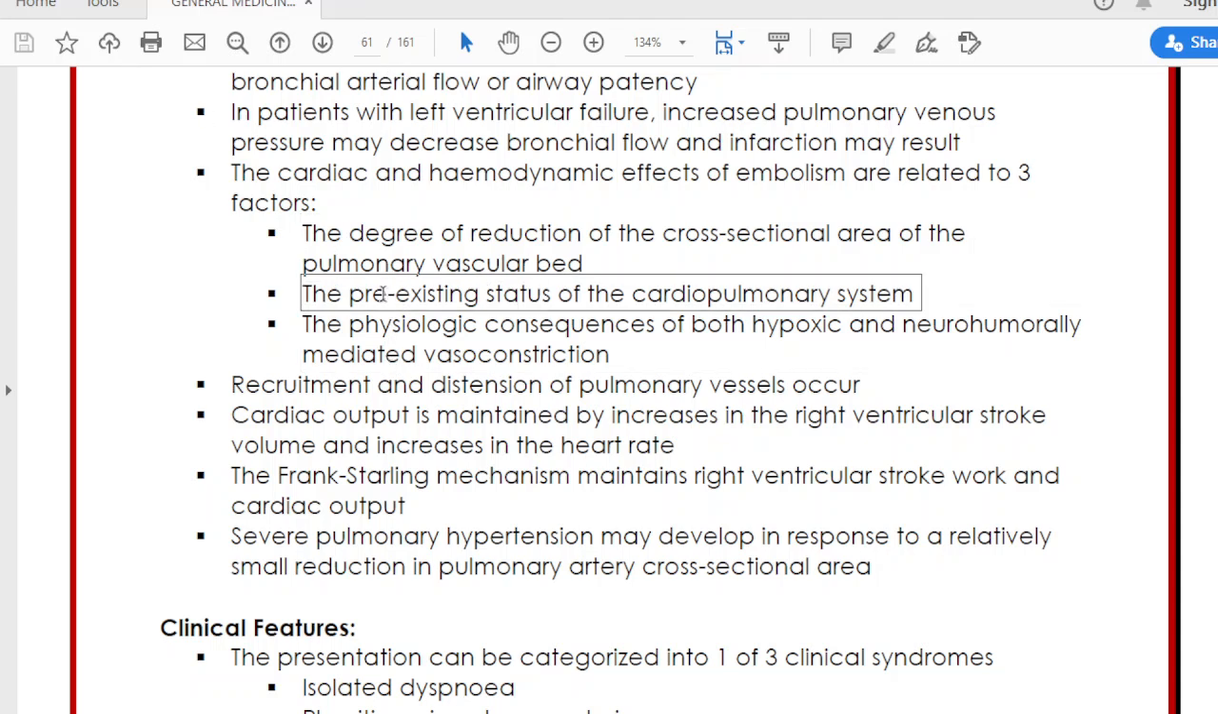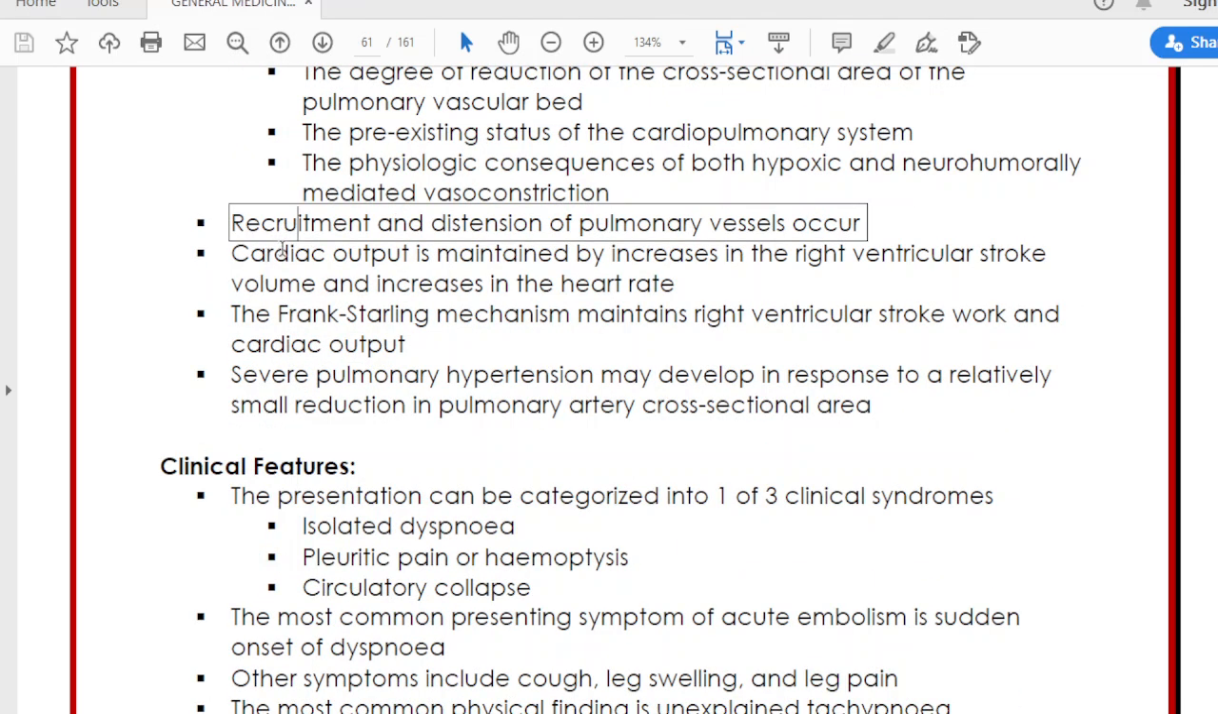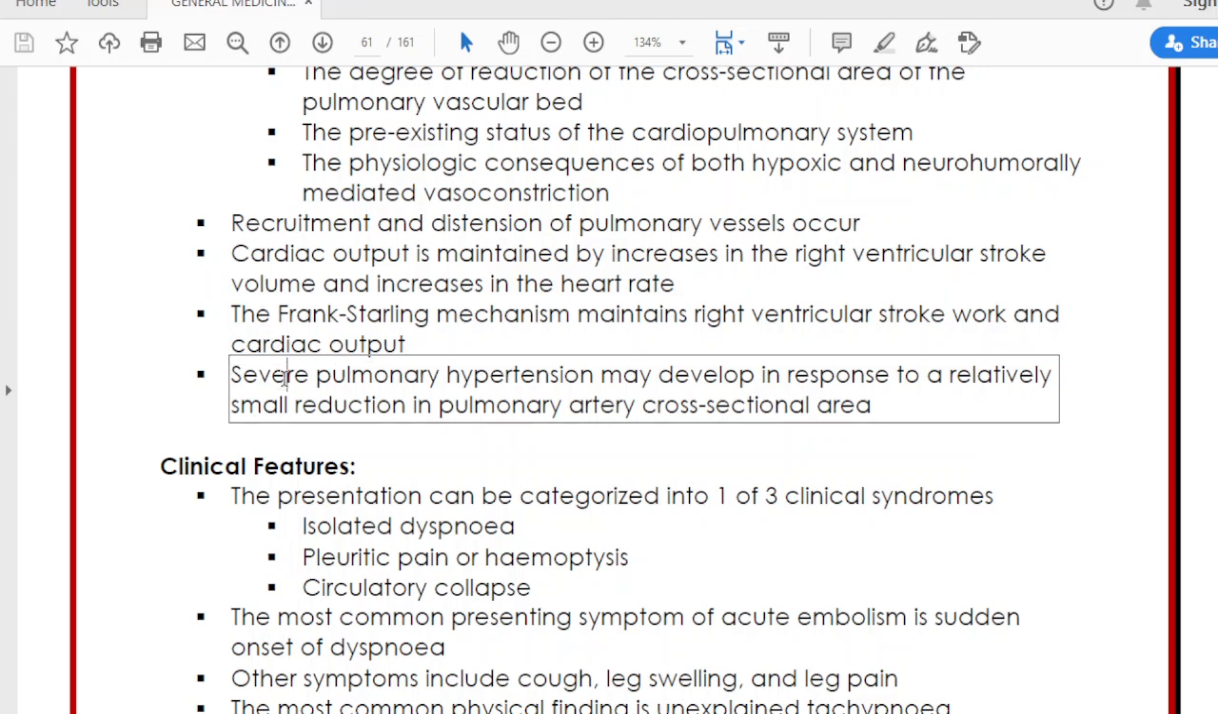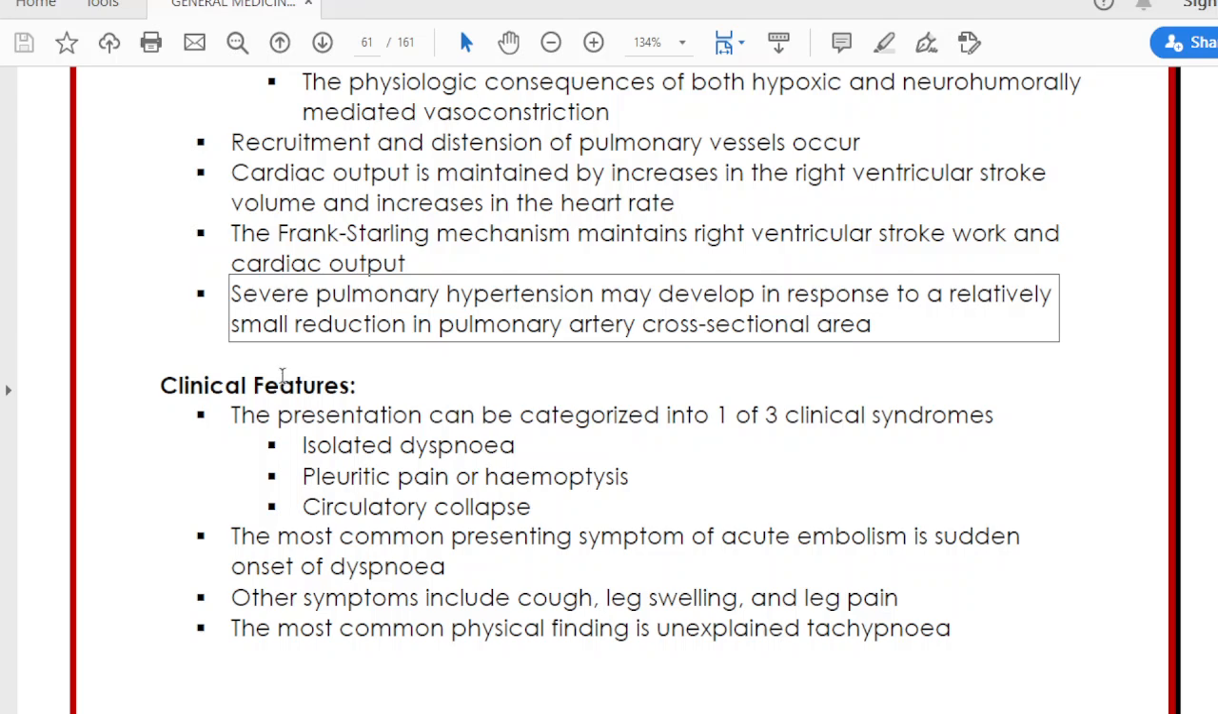The pre-existing status of the cardiopulmonary system. The physiologic consequences of both hypoxic and neurohumorally mediated vasoconstriction. Recruitment and distension of pulmonary vessels occur. Cardiac output is maintained by increases in the right ventricular stroke volume and increases in the heart rate. The Frank-Starling mechanism maintains right ventricular stroke work and cardiac output. Severe pulmonary hypertension may develop in response to a relatively small reduction in pulmonary artery cross-sectional area.